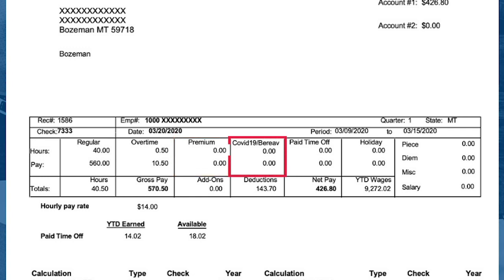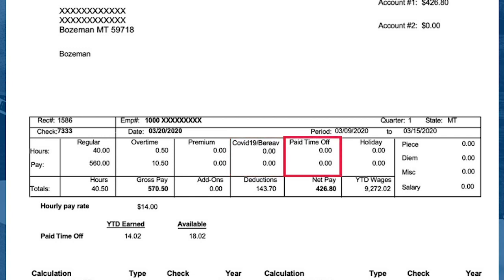The next section is titled COVID-19/bereavement. This section will show your pay if you have been pre-approved for the Families First Coronavirus Response Act. Additionally, this section reflects bereavement pay. This enables an employee to make the necessary arrangements associated with the death of an immediate family member.